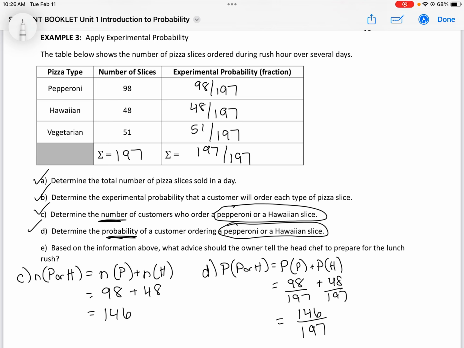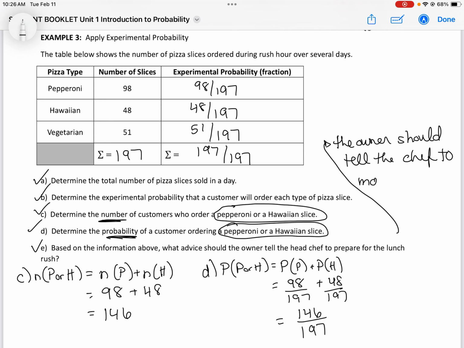Okay, and based on the information above, what advice should the owner tell the head chef to prepare for the lunch rush? So I would say the owner should tell the chef to make two times the pepperoni, I'll put pep, than Hawaiian or vegetarian.